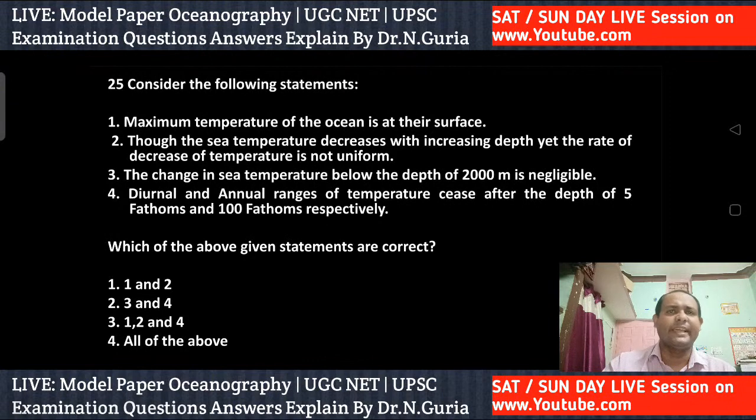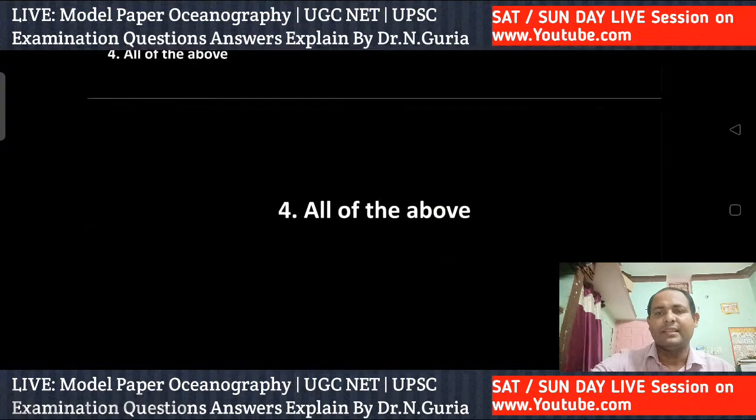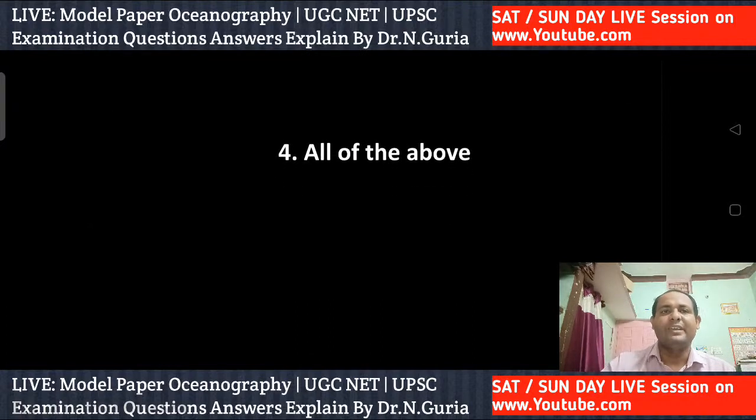Very interesting question. I explain this question on the basis of identity. Basically the ocean is divided into 3 zones: surface, thermocline and the deep zone, and the maximum temperature of the ocean is at the surface because it directly receives insolation. Sea temperature decreases with increasing depth, yet the rate of decrease is not uniform. So definitely all of the above is the correct answer.